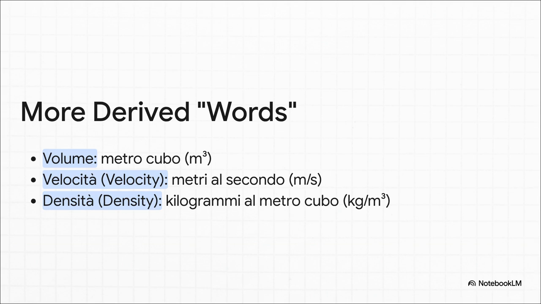And we can just keep going. Volume is length times length times length, so meters cubed. Velocity, that's just how much distance you cover in a certain time, so it's meters divided by seconds. As we just saw, density is kilograms divided by meters cubed. The incredible thing is, with just those 7 letters in our alphabet, we can build a vocabulary to describe almost anything, from the speed of light to the density of a neutron star.